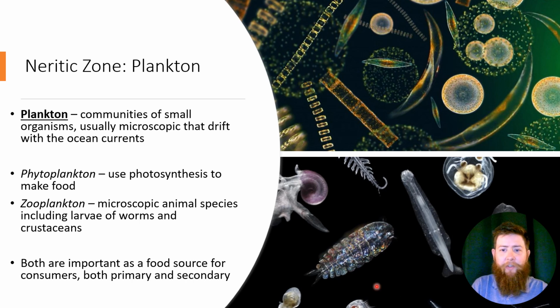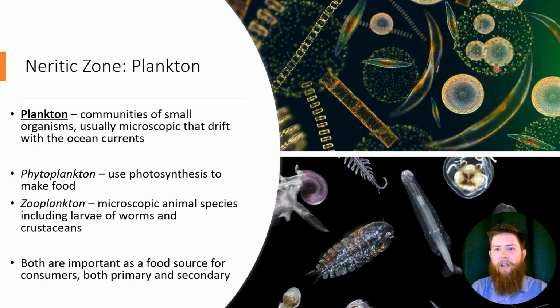So something that lives in the Neritic Zone that's important to talk about is plankton. These are communities of small organisms that are usually microscopic and drift on the ocean currents. There are two main types of plankton that we subcategorize. Plankton are communities of small organisms, so there are lots of different species inside of these communities.